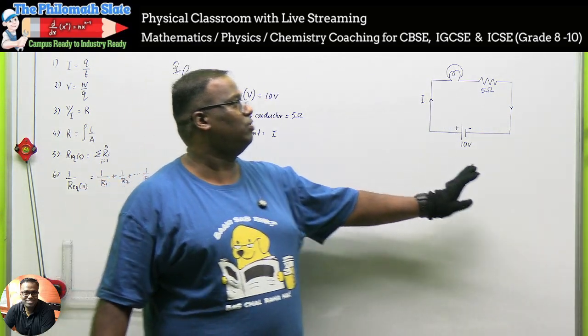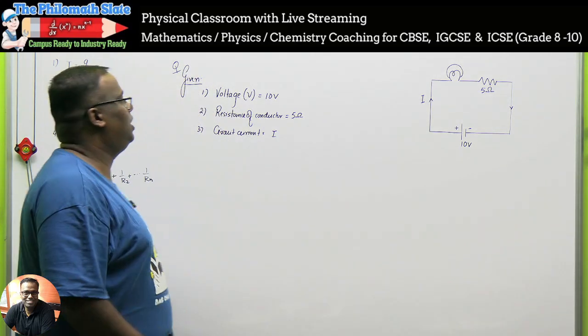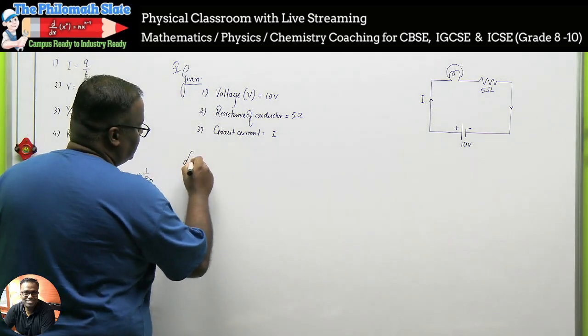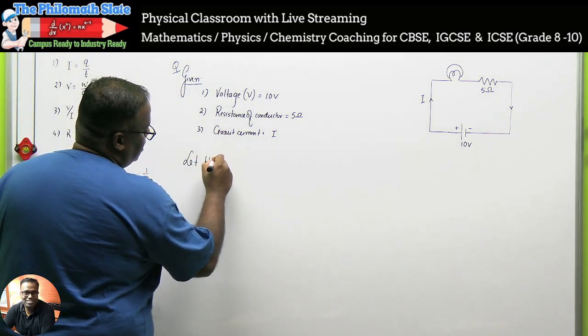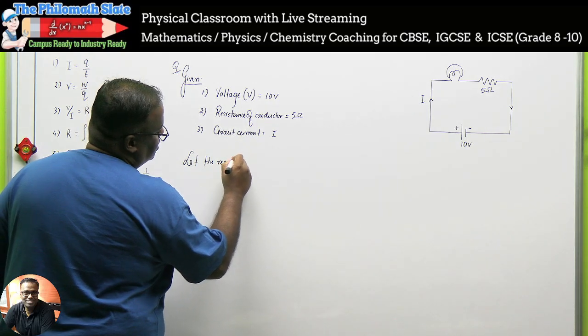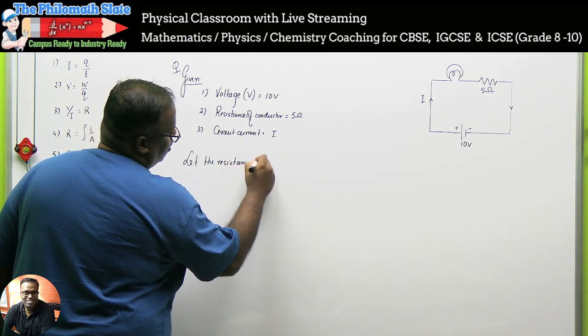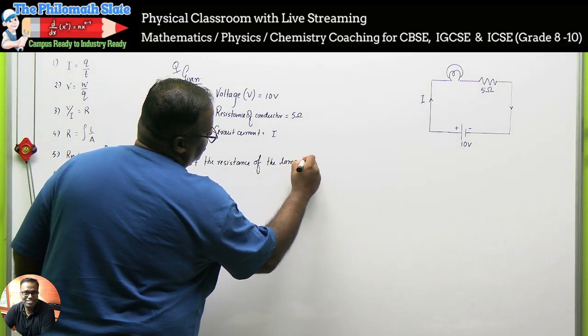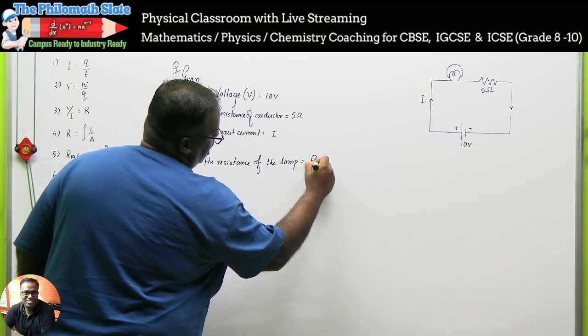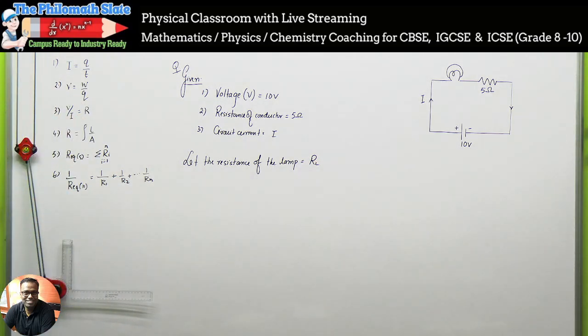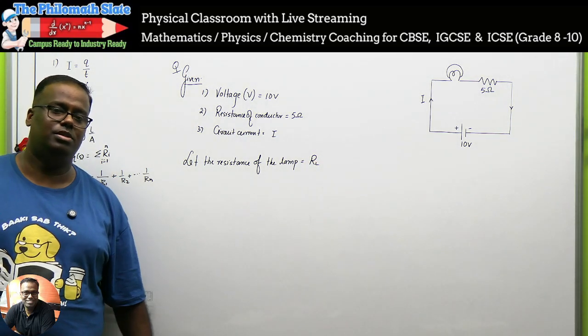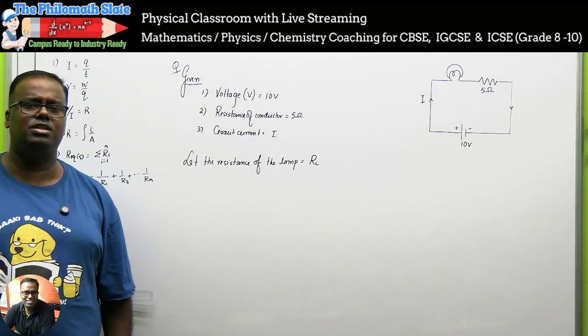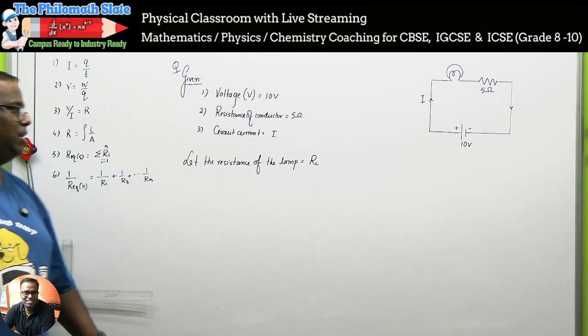Calculate the resistance of the electric lamp. So what do we write? We write, let the resistance of the lamp be equal to RL. हमें नहीं पता, हमने इसको RL लिख दिया है. Have you understood? RL is the resistance of the bit of what? Of the lamp.